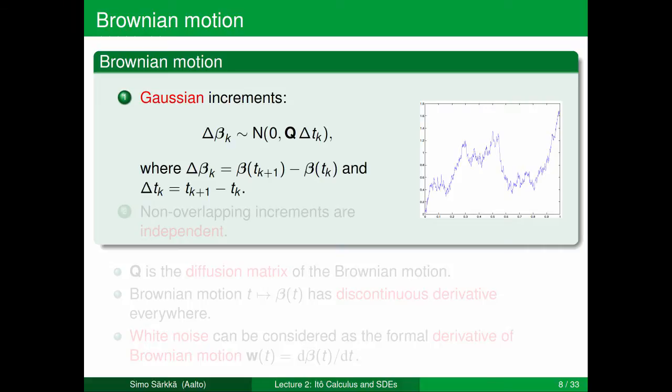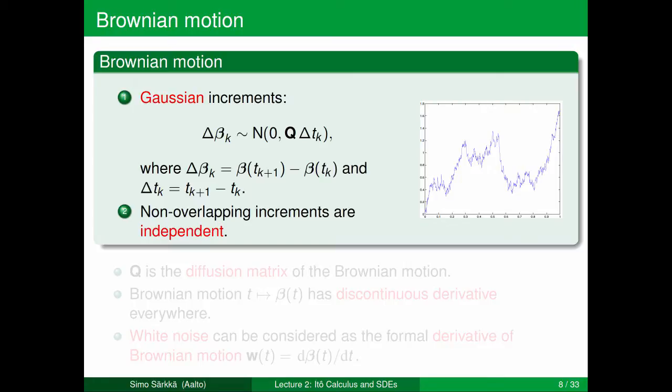Let's now take a look at what the Brownian motion process mentioned in the previous slides actually looks like. The Brownian motion β(t) is a process such that the increments are Gaussian. So if we define Δβ_k to be β evaluated at t_{k+1} minus β evaluated at t_k, then these increments are normally distributed with mean 0 and variance, or covariance, given by Q times Δt_k, where this Δt_k is the difference of the time instances. It's noticeable that the covariance scales linearly in dt instead of quadratically in dt. And it turns out that these non-overlapping increments are independent. So provided that you don't have the same time points shared between the intervals, those increments are independent.